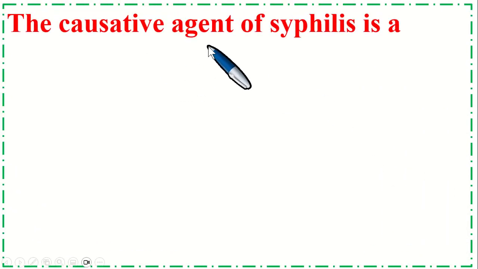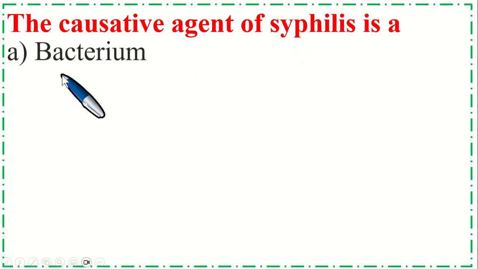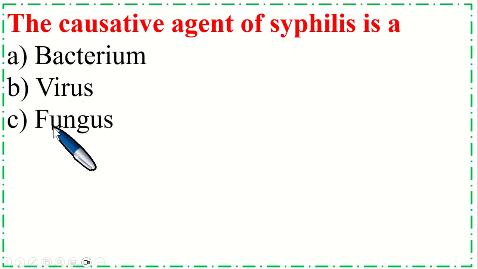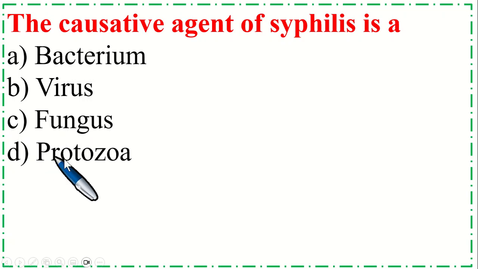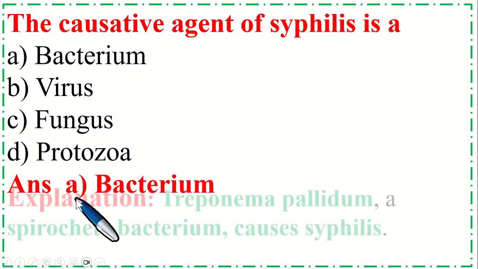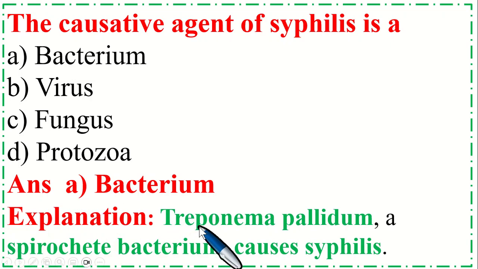The causative agent of syphilis is option A bacterium, B virus, C fungus, and option D protozoa. So the correct option is A bacterium. Explanation: Treponema pallidum is a spirochete bacterium which causes syphilis.